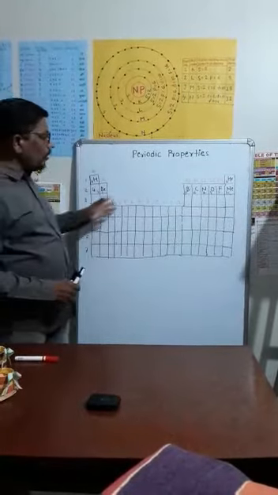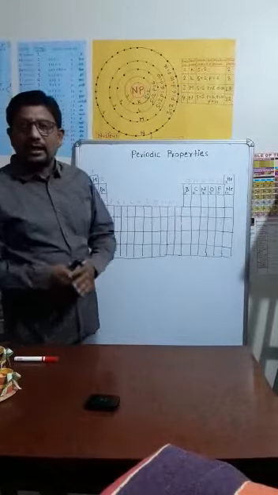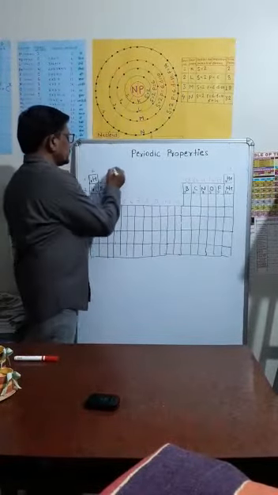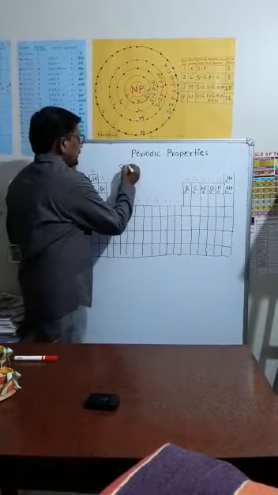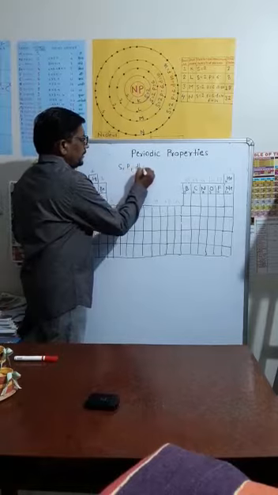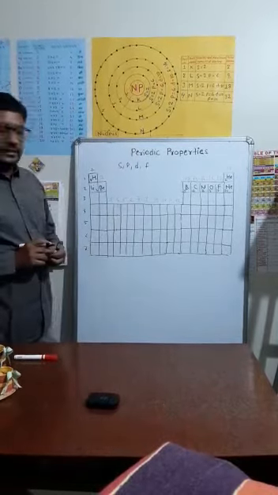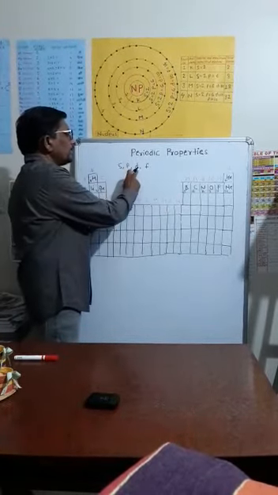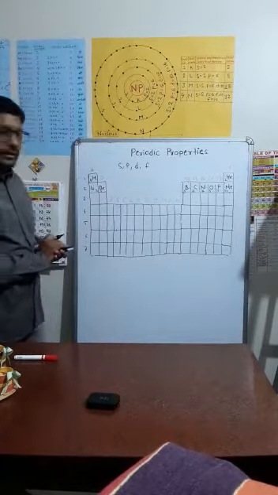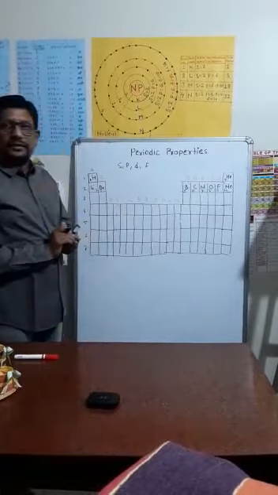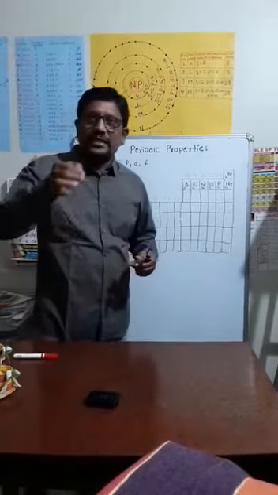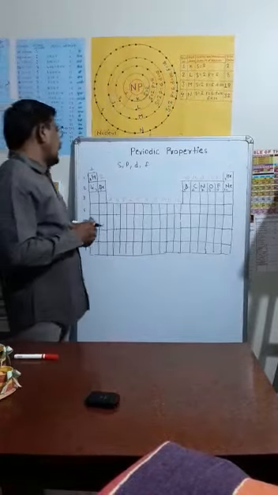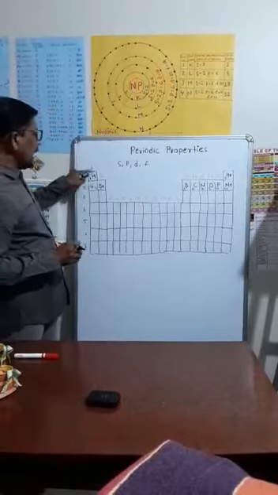After placing all these elements in the periodic table, the table is classified into 4 blocks: S block, P block, D block and F block elements. Here, the S block elements are those elements in which the last electron enters the s orbital. These are located in the first and second columns.